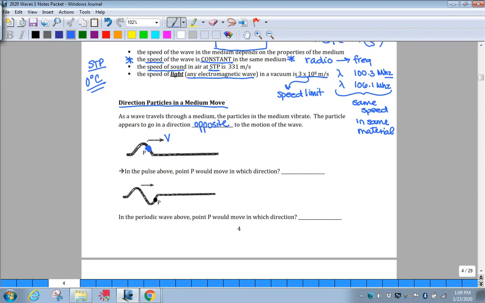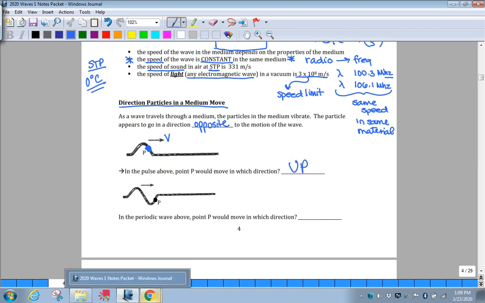And to do this, you have to look at the part of the wave that's coming next. Specifically, the crest of the wave is coming next. So as the wave travels through, the next part of the wave that's going to hit it is the crest of the wave. So this one would actually move up.